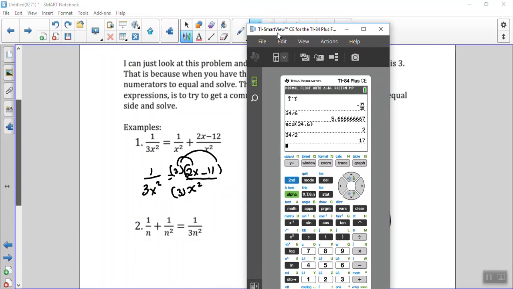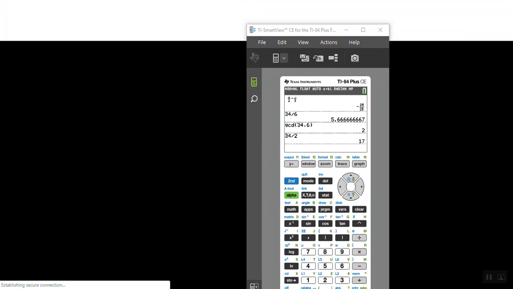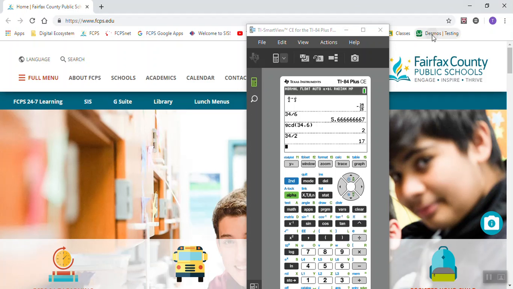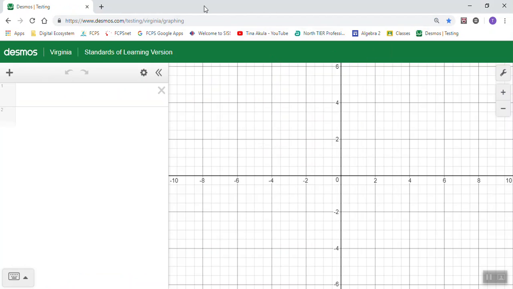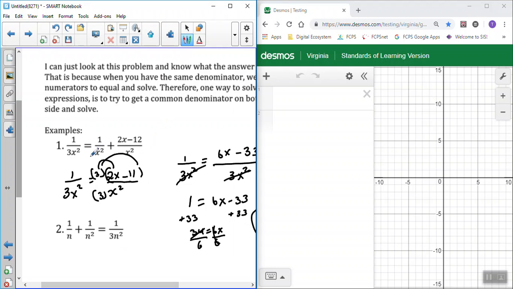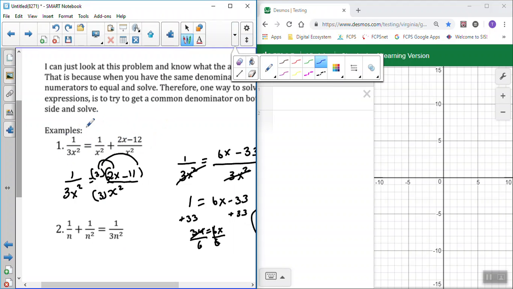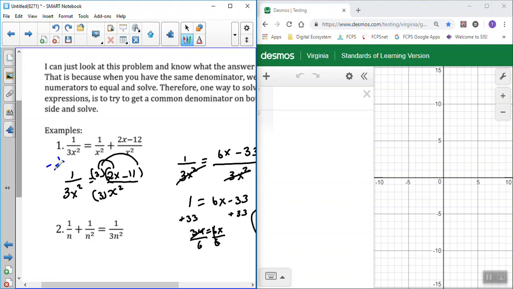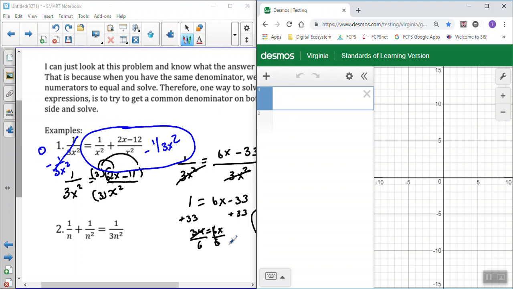I did want to show you how you can check this answer using the Desmos calculator. So we're going to bring up our Desmos calculator, and what you can do to check this answer is, remember that if you move everything over to one side, for example I'm going to move this 1 over 3x squared over to the right side because that's a lot easier, there's only one thing to move over. To move it over, I just subtract 1 over 3x squared on both sides. So you have 0 on one side, and then all of this on the other side. And that's what I'm going to graph in here.